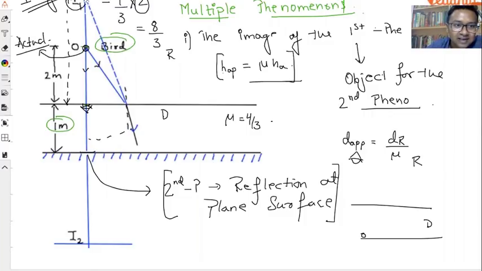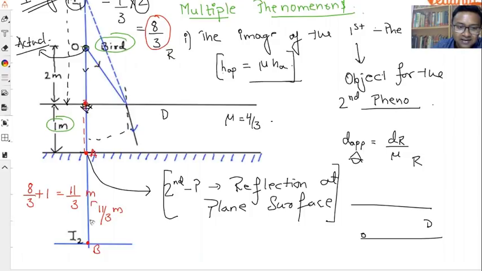We are seeing here that this distance is how much then? This is 8 by 3, from this point to this point. You add another 1. How much will it become from the plane reflecting surface? 8 by 3 plus 1, which is nothing but 11 by 3 meters. So where is the image going to form behind the surface? Same distance. So this distance from, let's say, A to B is nothing but 11 by 3 meters, guys.